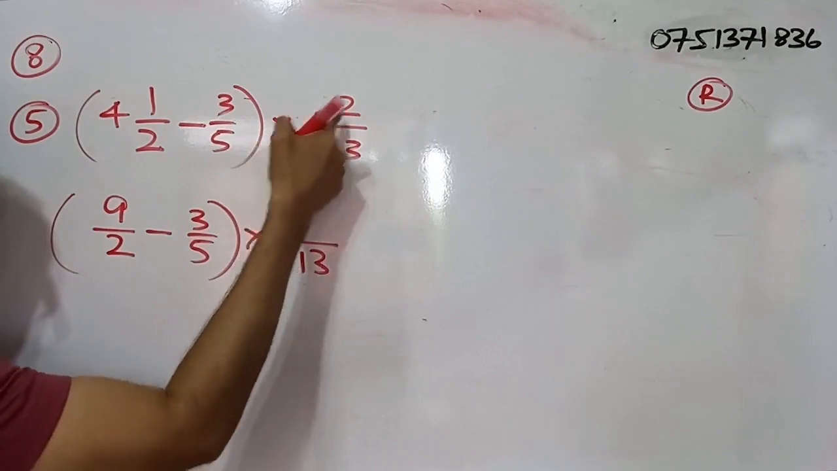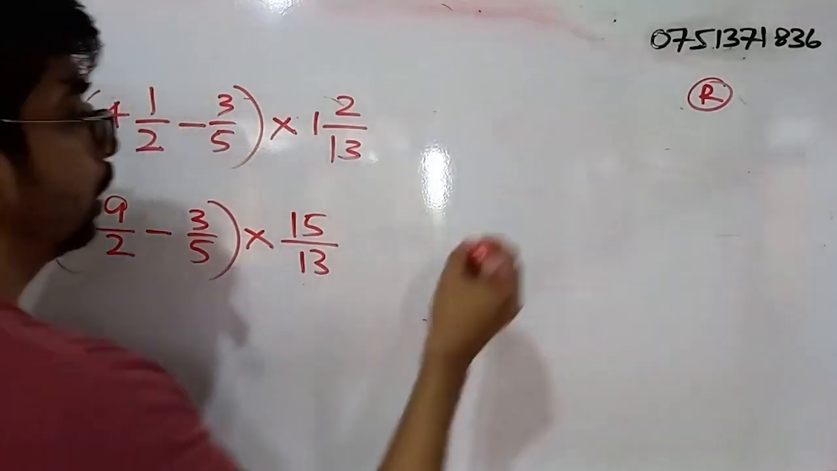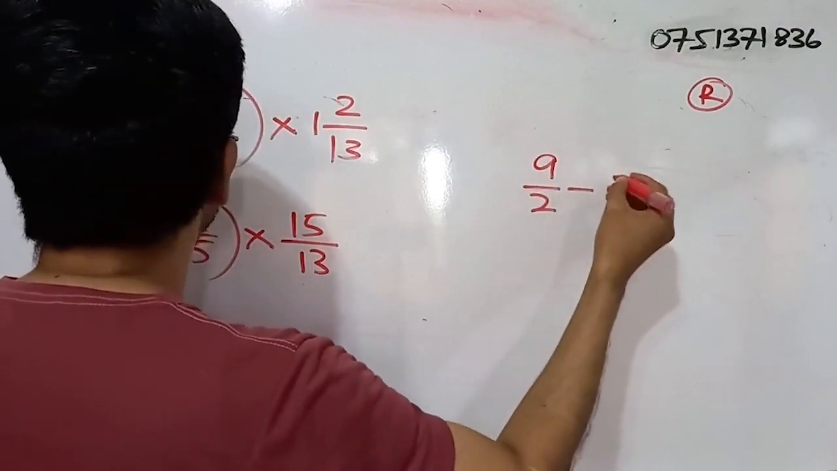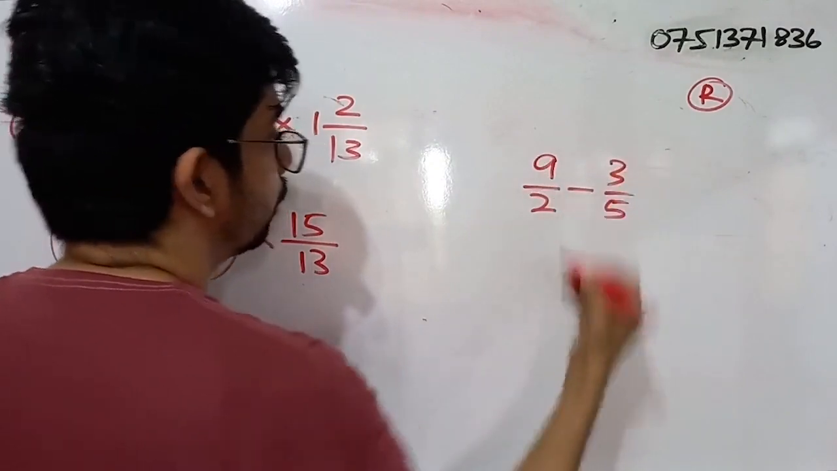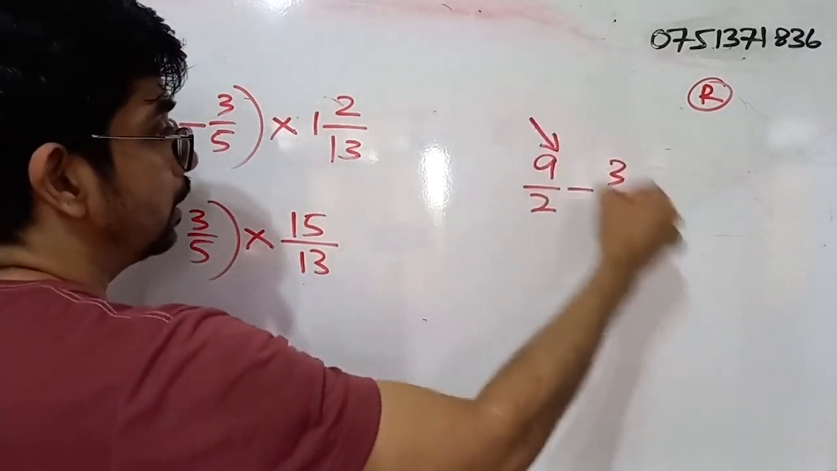13 times 1, that is 13. 13 plus 2, that is 15. Right. Okay. So we have to simplify the bracket now. So 9 by 2, we have to subtract 3 by 5. So we will use a shorter method. Cross multiply in this direction.